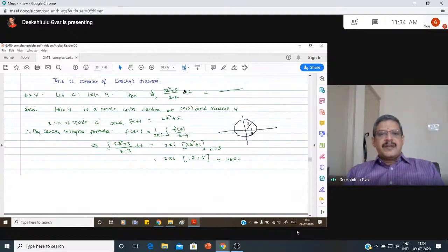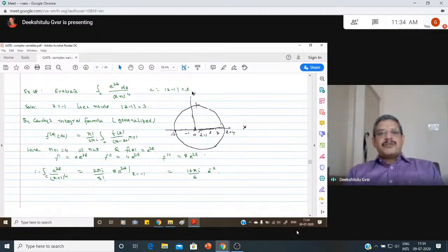We have made mistakes here. Next problem: mod z minus 1 is equal to 3.